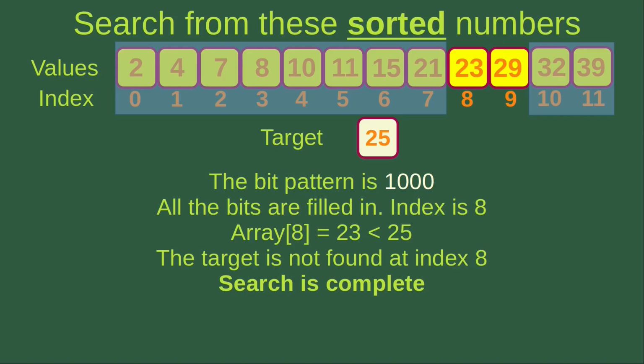The corresponding index is 8 in decimal number, and index 8 would refer to 23, which is actually not equal to 25, but it is smaller than 25. The target cannot be found at index 8 even though all the bits are already determined. So we are sure to say that the search is complete without finding out our target from the array.